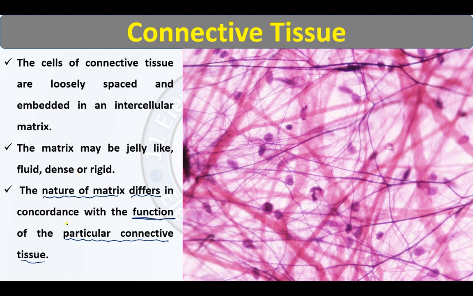So based upon the type of function a particular connective tissue has to perform, it can have a different nature of matrix. I hope this is quite clear to you. This point is very important. The matrix may be jelly-like, it may be fluid, dense or rigid, and it is also important that the cells are loosely spaced and embedded in an intercellular matrix. Let us move ahead.